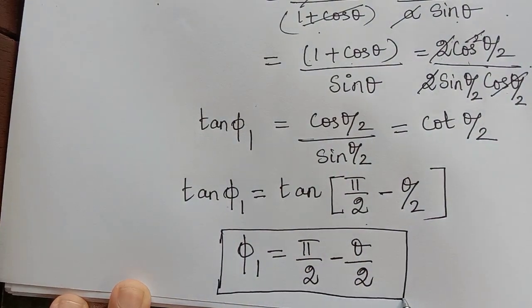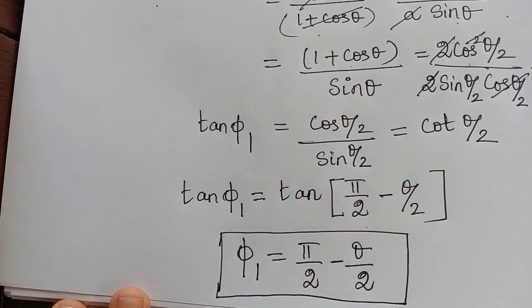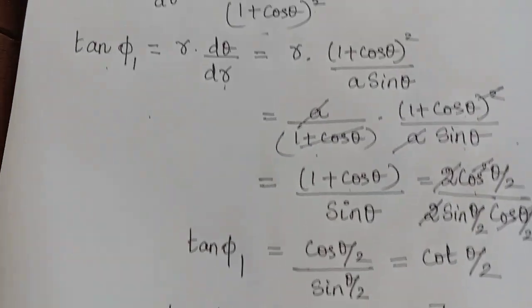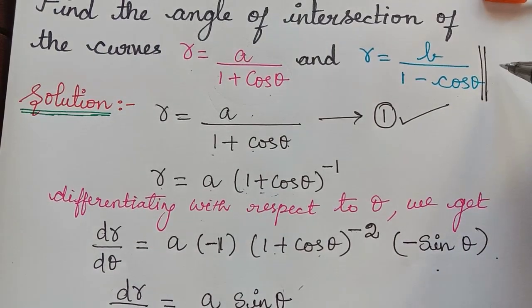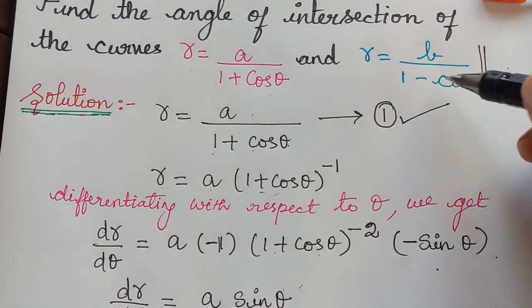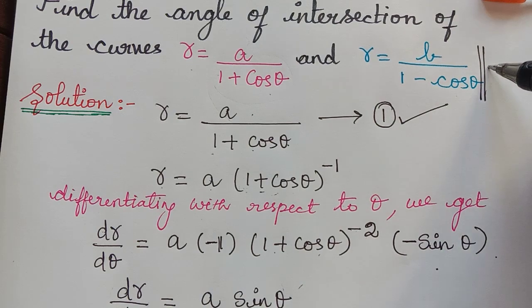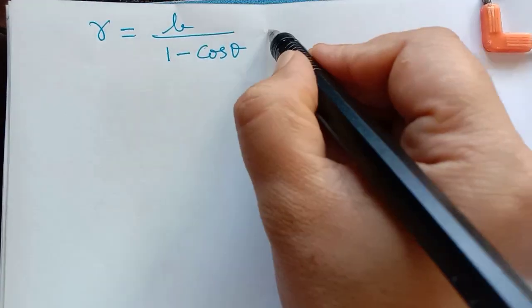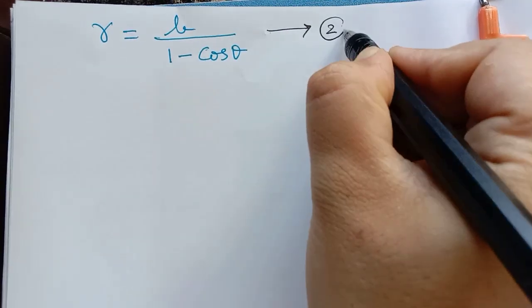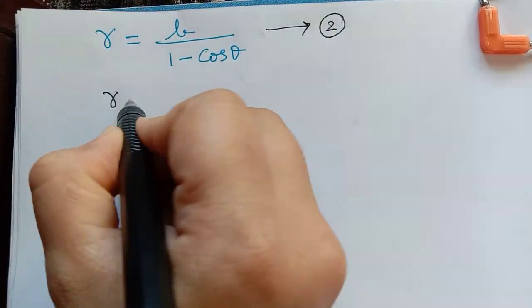In a similar way, let us calculate phi 2, for which we have to consider the second curve that is given, that is r equal to b divided by 1 minus cos theta. So let us take and write this curve now. Now let us mark this curve as equation 2. Now we shall rewrite this in order to differentiate it.